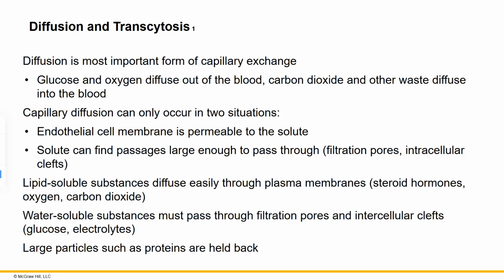Glucose and oxygen diffuse out of the blood. Carbon dioxide and other wastes diffuse into the blood. Capillary diffusion can only occur in two situations: the endothelial cell membrane is permeable to the solute, or the solute can find passages large enough to pass through.